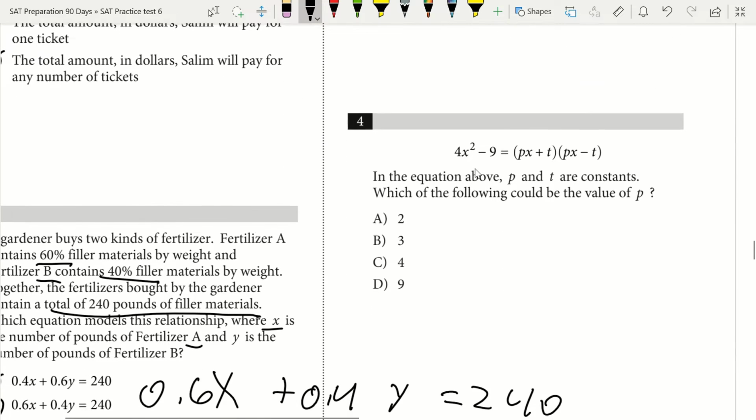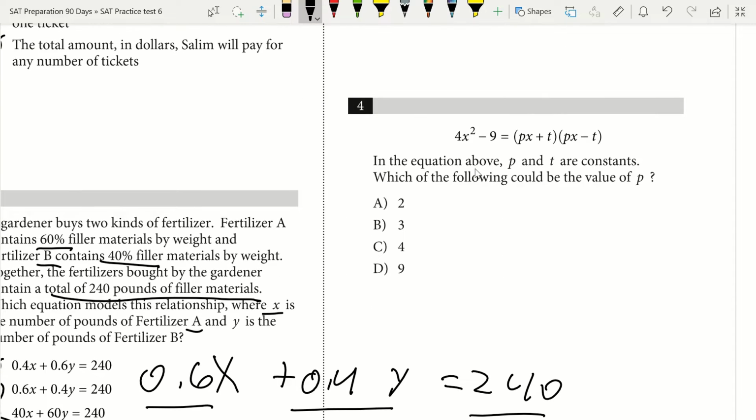All right, question 4. In the equation above, P and T are constants. Which of the following could be the value of P? Well, I see I have 4x squared. In order to get 4x squared, I'm going to have 2x times 2x. So the value of P is going to have to be 2 because it'd be 2x. Therefore, P is going to be 2. Answer for 4 then is going to be A.